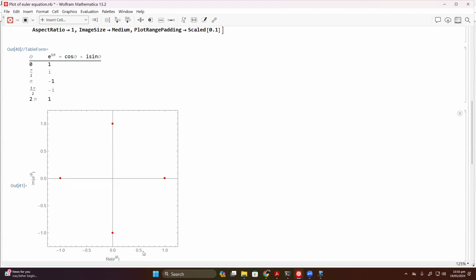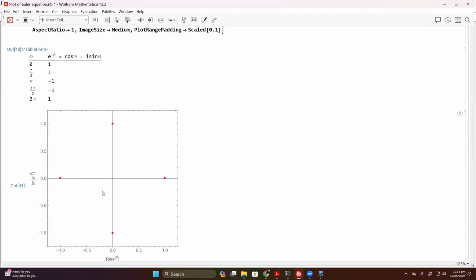So this axis is the real axis, or the real part, and this y is the imaginary part of e to the i theta, and I'll be plotting these complex numbers. These are complex numbers. This is a complex number. This is complex. So these are four complex numbers.